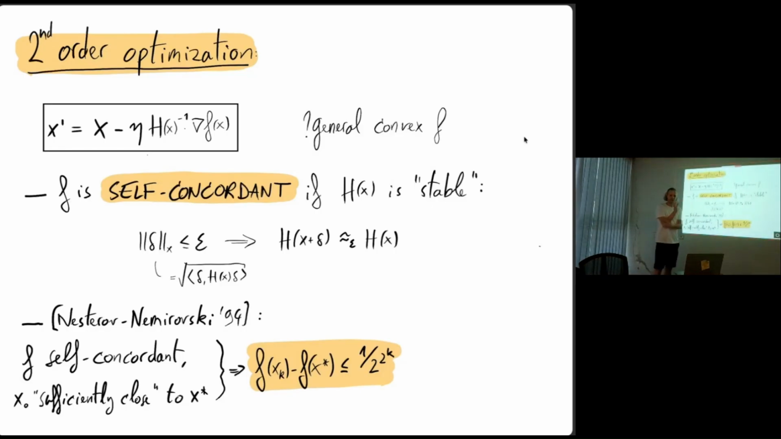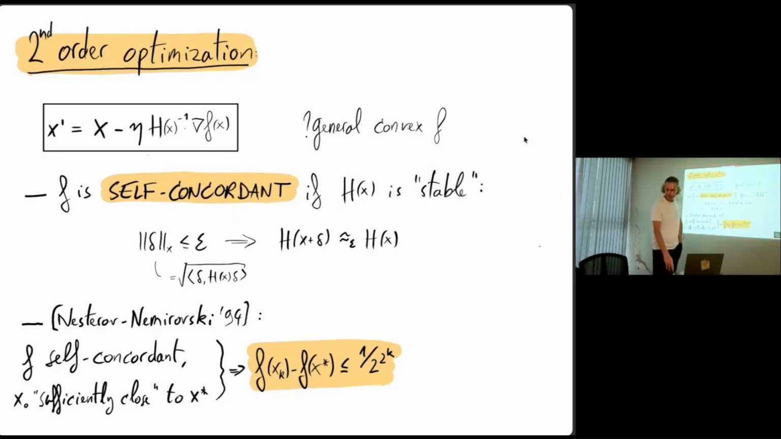Like if you look at quadratics, then you could get exact convergence by taking your parameter eta to be 1. Right? So clearly, Newton's step can contract very well. So they made this more general. For this bigger class of self-concordant functions, you're contracting towards the minimizer, and your function value decreases. Your gap decreases as 1/2 to the k.